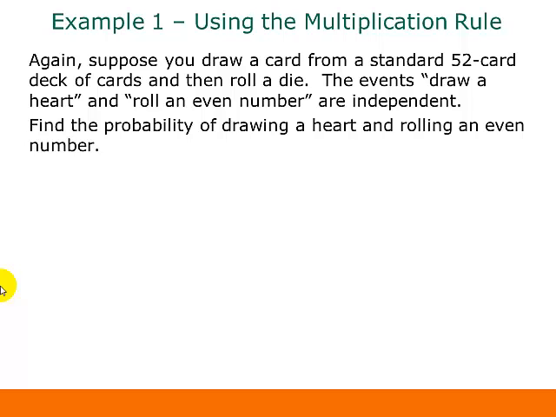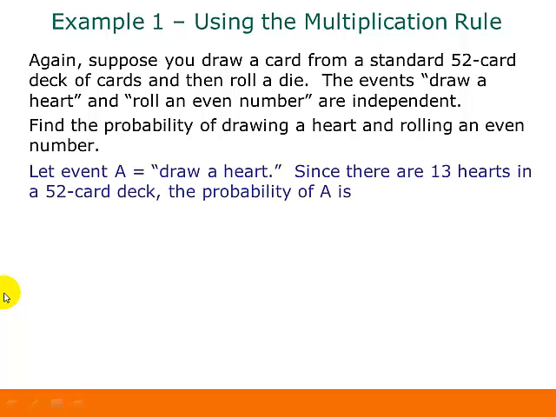Here's an example of using the multiplication rule. Again, suppose you draw a card from a standard 52-card deck of cards and then roll a die. The events draw a heart and roll an even number are independent, as we already figured out. Find the probability of drawing a heart and rolling an even number. We're going to use our multiplication rule for independent events because we already determined that these two events are independent. So we'll let event A equal draw a heart. Since there are 13 hearts in a 52-card deck, the probability of A is 13 over 52, which is equal to 1/4 or 0.25.